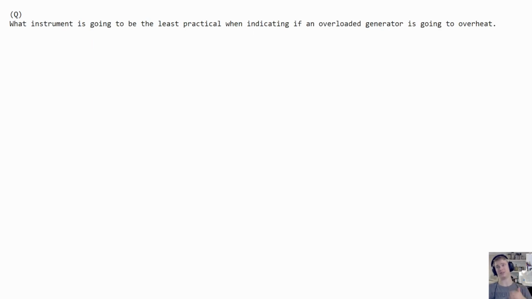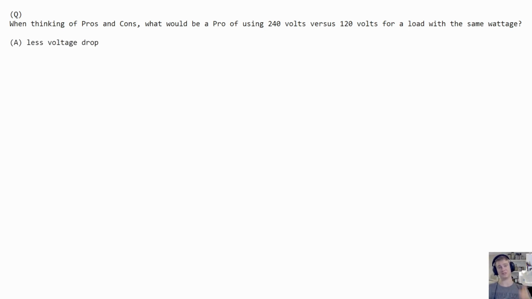Next, what instrument is going to be the least practical when indicating if an overloaded generator is going to overheat? The least practical would be a voltmeter. When thinking of pros and cons, what would be a pro of using 240 volts versus 120 volts for a load with the same wattage? This would be less voltage drop.